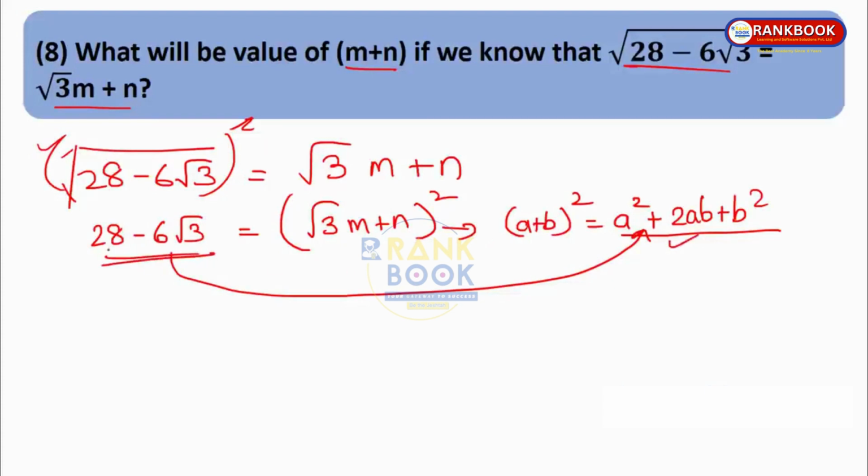Now over here we see there are two elements. One is a square plus b square and another one is 2ab. Now this cannot be a square plus b square, because why? Because we have 6 root 3. Already the root sign is there. Generally in squares the root sign is not there.